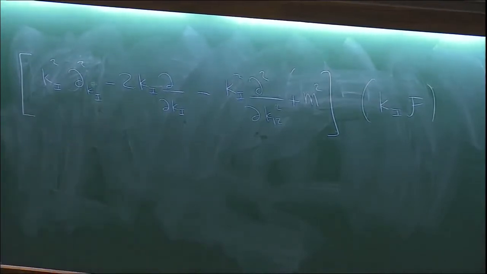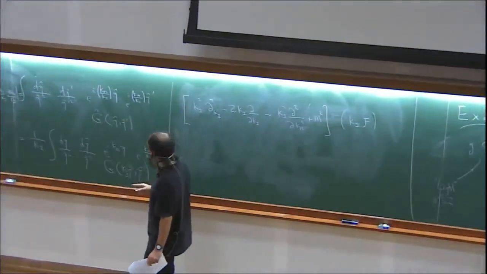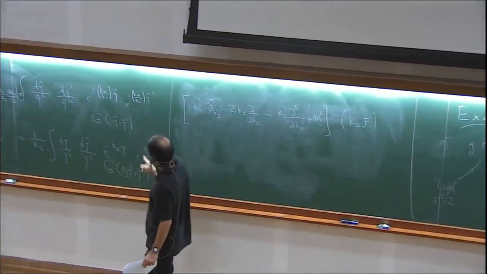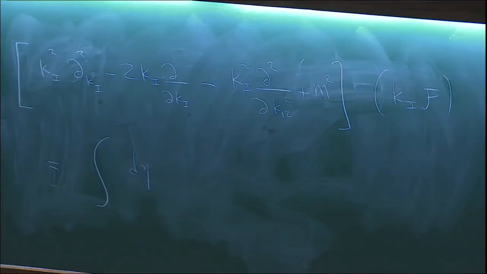Right? So now, what has that done? This has come into the integral and precisely turned into our differential operator on G hat. So that hits G hat and turns it into the delta function. So let's see what we have left. This is equal to the integral.